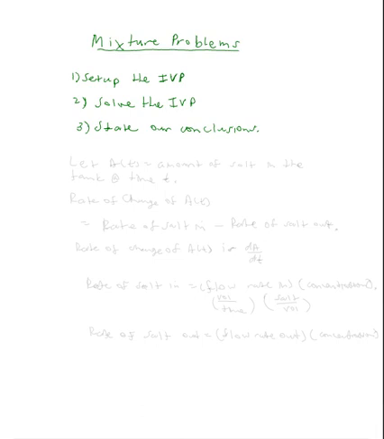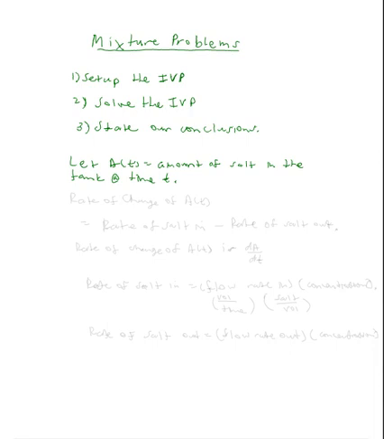The way we set up the initial value problem is as follows. First, we define some variables. We'll say let A of t equal the amount of salt, number of pounds, say, in our tank at time t. Of course, our goal here will be to find a formula for A of t. And we do that by solving a differential equation that involves A of t.